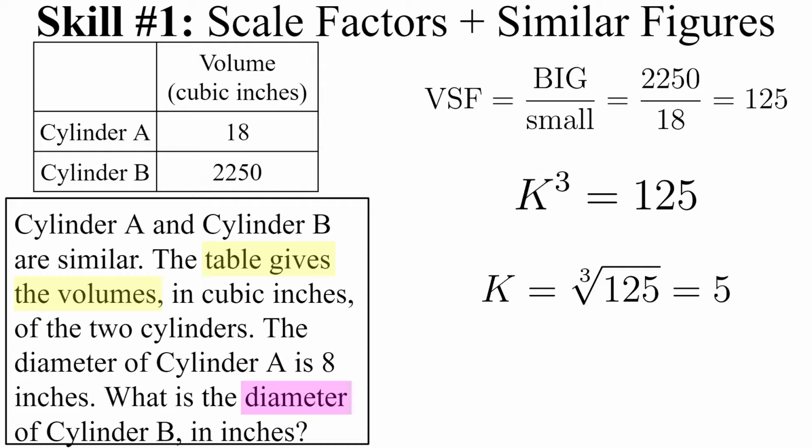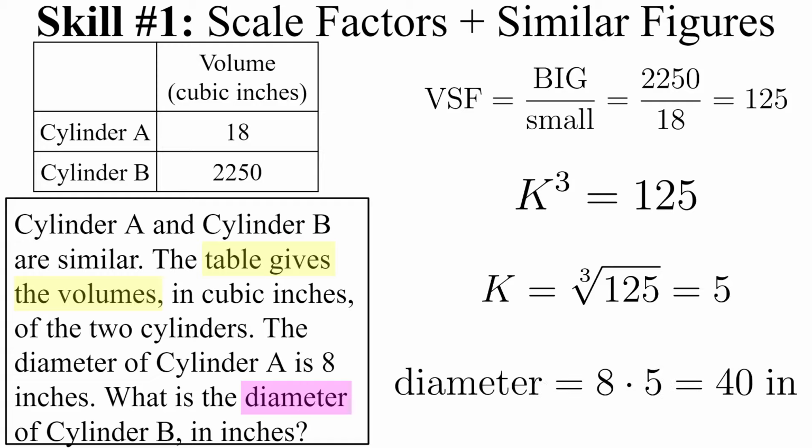And we're like, okay, do we do 8 times 5 or 8 divided by 5? We look at the table and it seems, looking at those numbers, that cylinder B is the bigger one. So if we have cylinder A, the smaller one, we're going to have to multiply to make it bigger, because the way we define our scale factor is the number bigger than 1. So we're going to do 8 times 5, which is 40 inches. And that would be our answer.